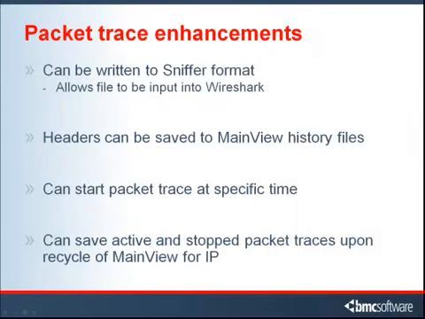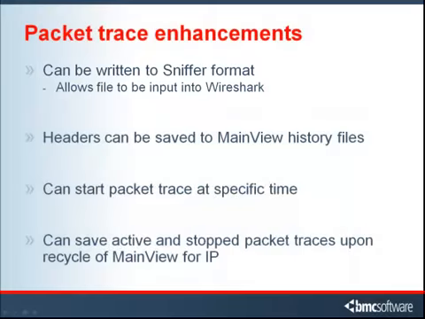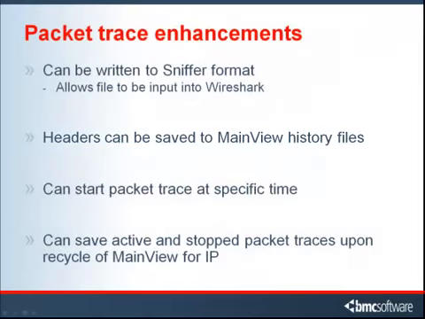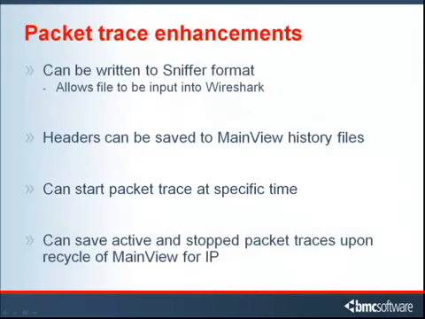With MainView for IP version 3.3, packet traces can be written into sniffer format, which allows the file to be input into Wireshark, a network protocol analyzer. Wireshark can then provide detailed analysis of the traced packets. You can now save the packet headers to MainView history files. This allows you to run a packet trace and then look at packet headers at previous time intervals to debug network problems. You can now start a packet trace at a specified time.